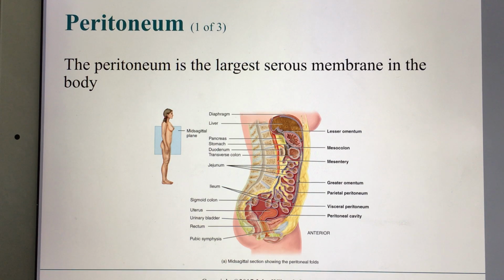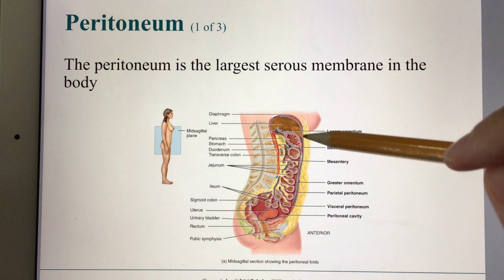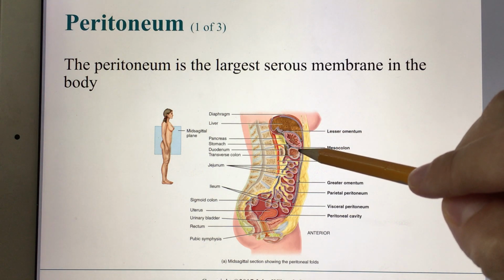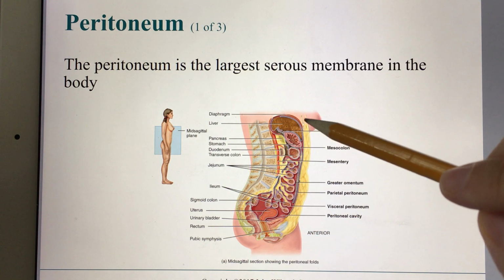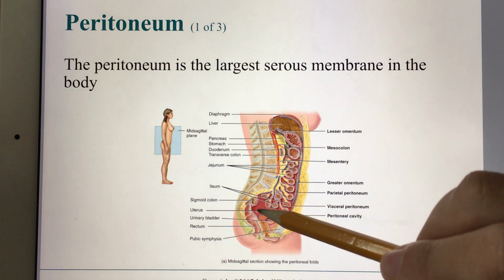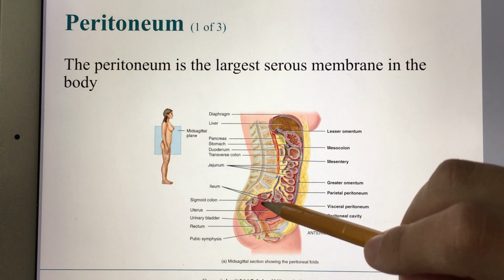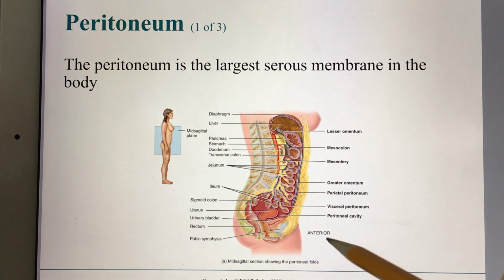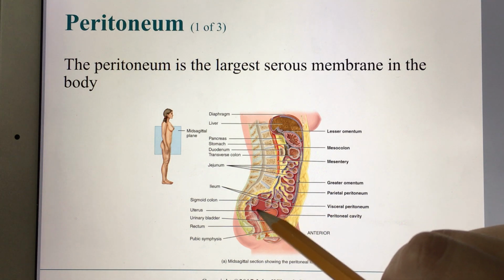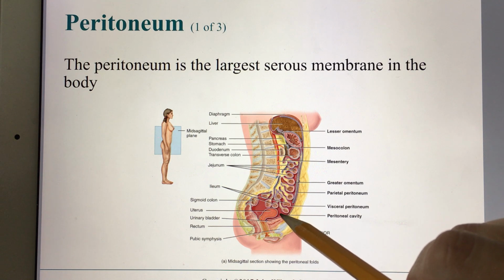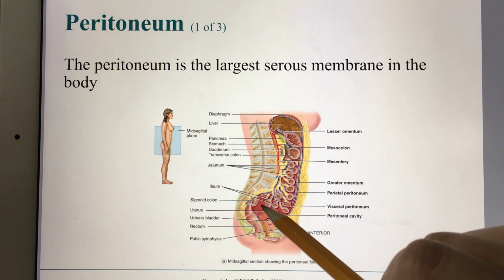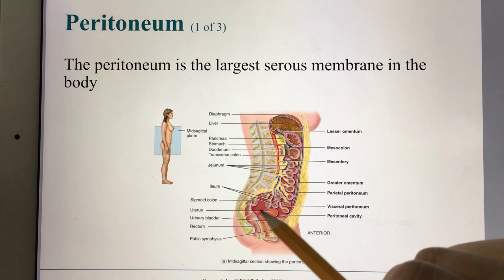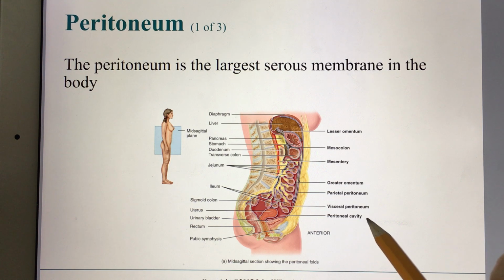Next topic is peritoneum, and peritoneum is the largest serous membrane in the body. It's a connective tissue membrane that covers all of the organs of the abdominal pelvic cavities on the outside, and in between the serous layer membrane there's liquid called serous fluid. This area between the digestive organs is filled with this liquid, called serous fluid, and the area in between the organs is known as the peritoneal cavity.